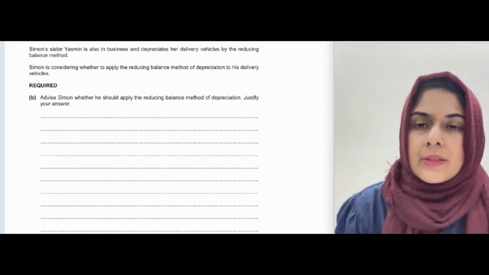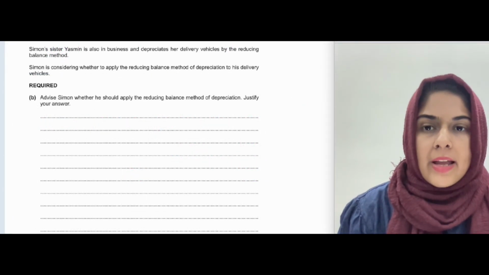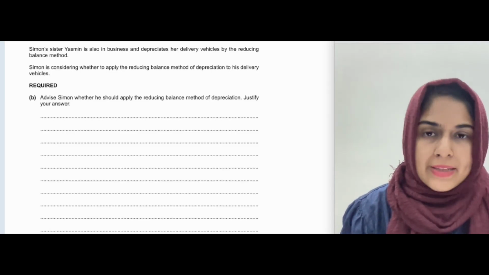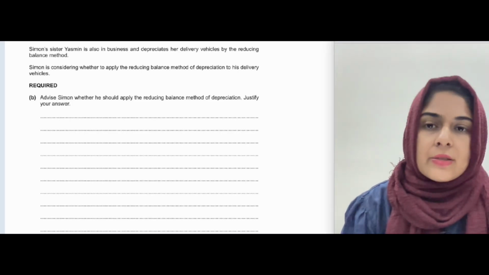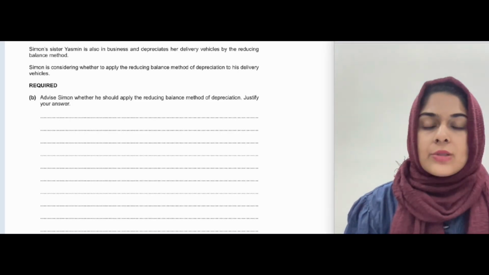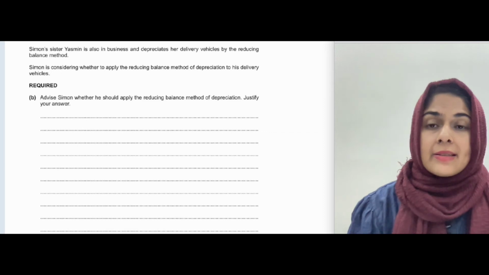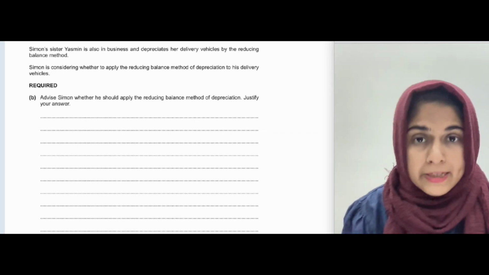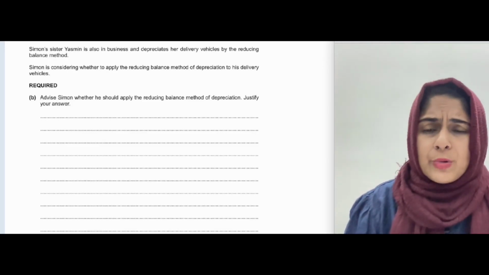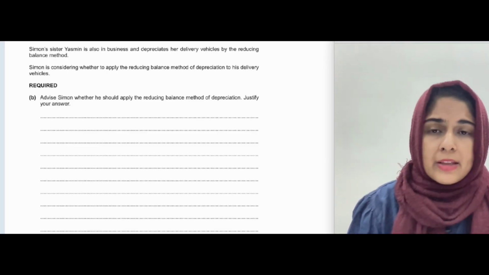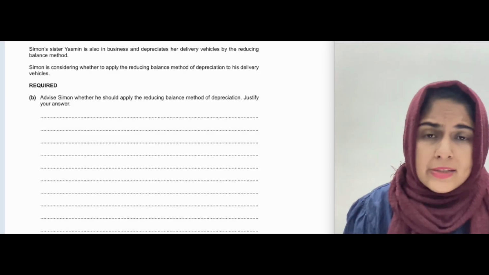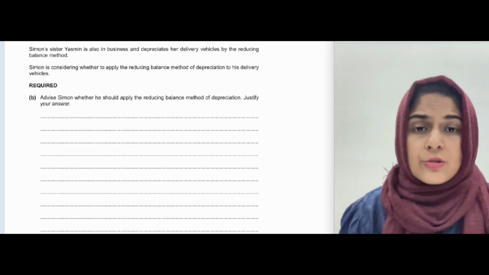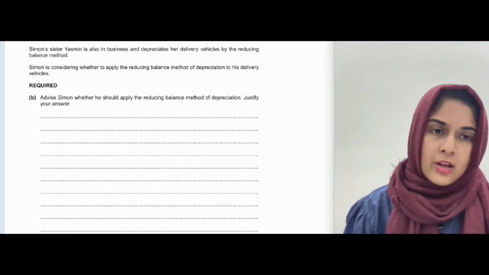In the last part of the same question, they are saying Simon's sister Yasmin is also in the same business and depreciates her delivery vehicles by reducing balance method. तो हम कौन सा यूज़ कर रहे थे? Simon is using the straight line method, Yasmin is using the reducing balance method. They are saying Simon is considering whether to apply the reducing balance method of depreciation to his delivery vehicles. So what you have to do is that advice जब करना होता है तो आप कहते हैं कि स्ट्रेट लाइन मेथड के दो एडवांटेजेस दे दें, रिड्यूसिंग बैलेंस के मेथड के एडवांटेजेस और सुटेबिलिटी दे दें, and then give your justification.